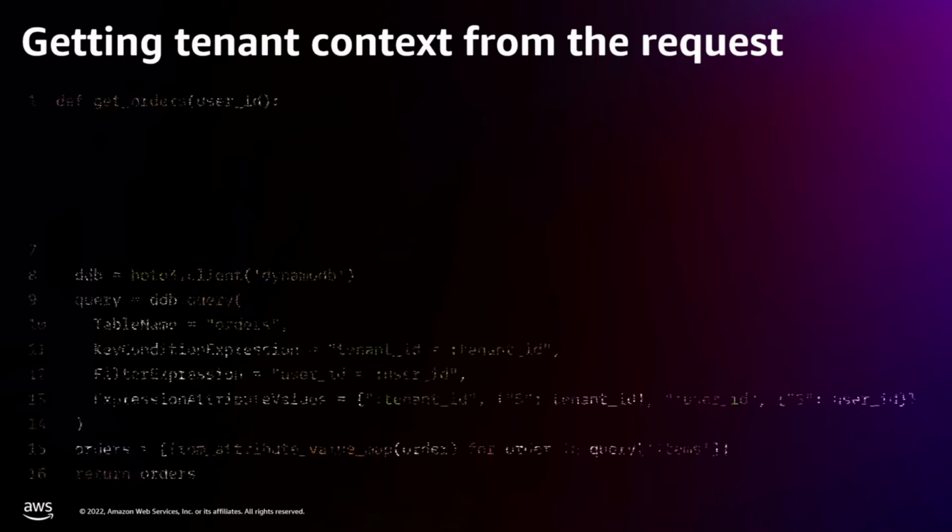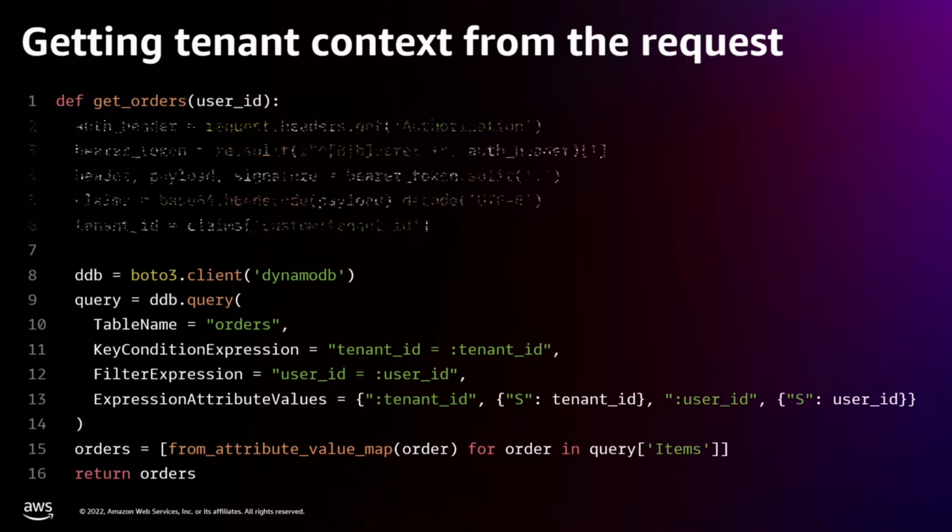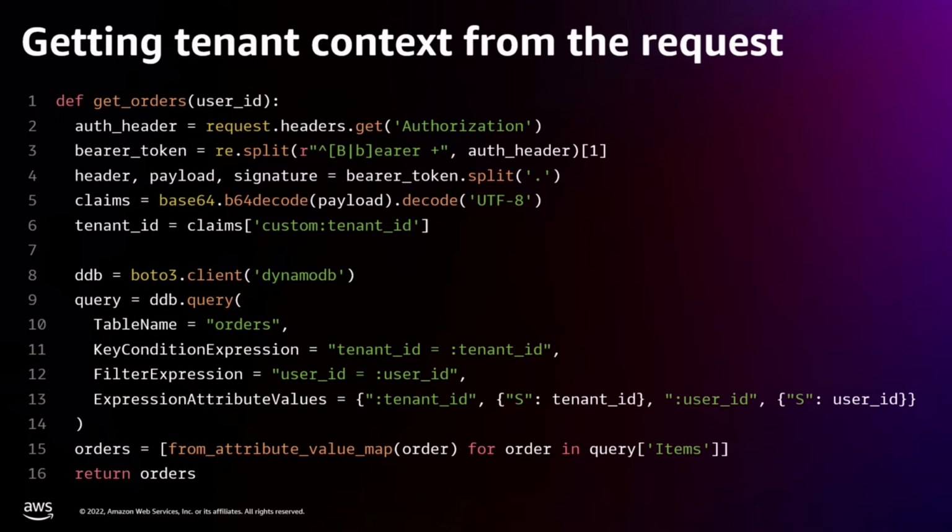Okay, so now we know about these tokens. We know we're going to use them to get our tenant ID. So let's take a look at how we might do that in code. So here we are back at our function. And now up on line 2, you can see I am pulling the authorization header out of the incoming HTTP request. I'm extracting that bearer token. I'm splitting it up into its parts. I'm grabbing out the payload. And I'm getting the tenant ID as a custom claim out of that payload.